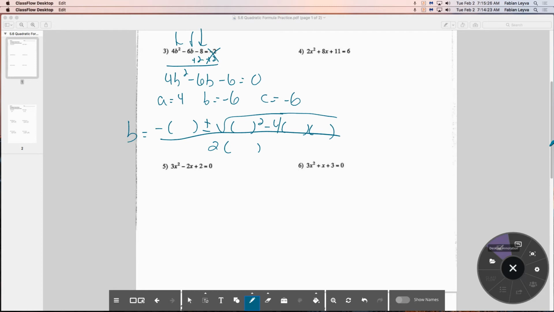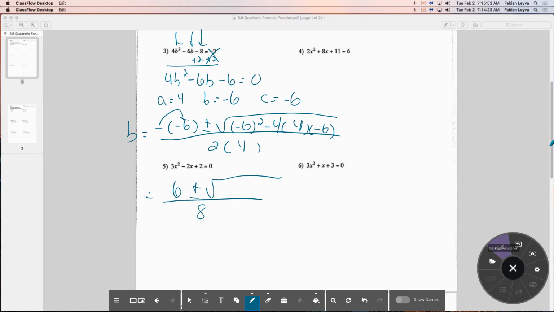So a negative b, my b is a negative 6 in this situation, which is also going to get squared in the square root, minus 4 times a, which is 4, and then my c is a negative 6, all divided by 2 times a, which is a positive 4. Now remember, what I like to do is distribute my negative. In this situation, I would end up with a positive 6 plus or minus the square root of all this garbage that I'm going to figure out in a second. 2 times 4 is 8.